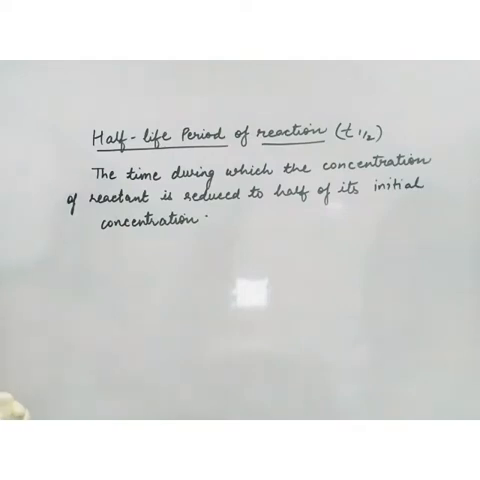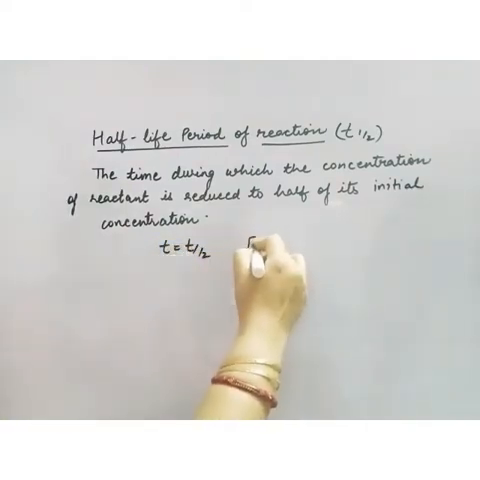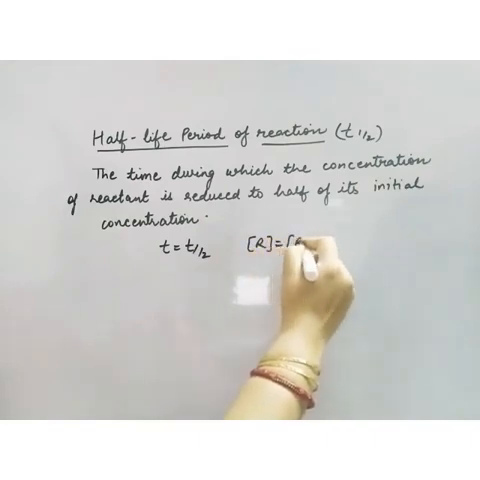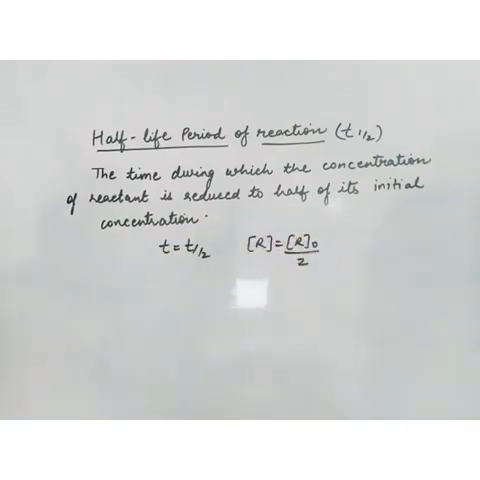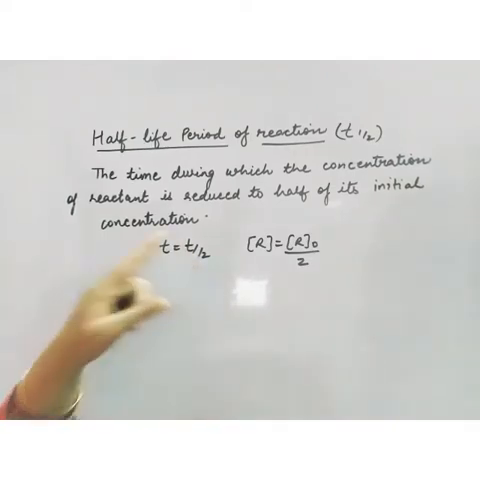So what is the meaning of half-life? When T is equal to T half, the final concentration will be half of initial. R is R naught upon 2. What is R naught? Initial concentration. What is R? Final concentration at time T. So when the reaction is half completed, the final concentration is half of initial.